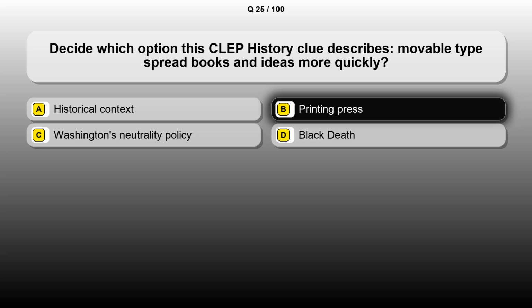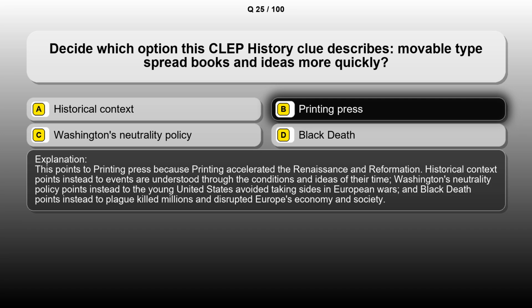The correct answer is option B. Printing press. This points to the printing press because printing accelerated the Renaissance and Reformation. Historical context points instead to events being understood through the conditions and ideas of their time. Washington's neutrality policy points instead to the young United States avoiding taking sides in European wars, and Black Death points instead to plague that killed millions and disrupted Europe's economy and society.